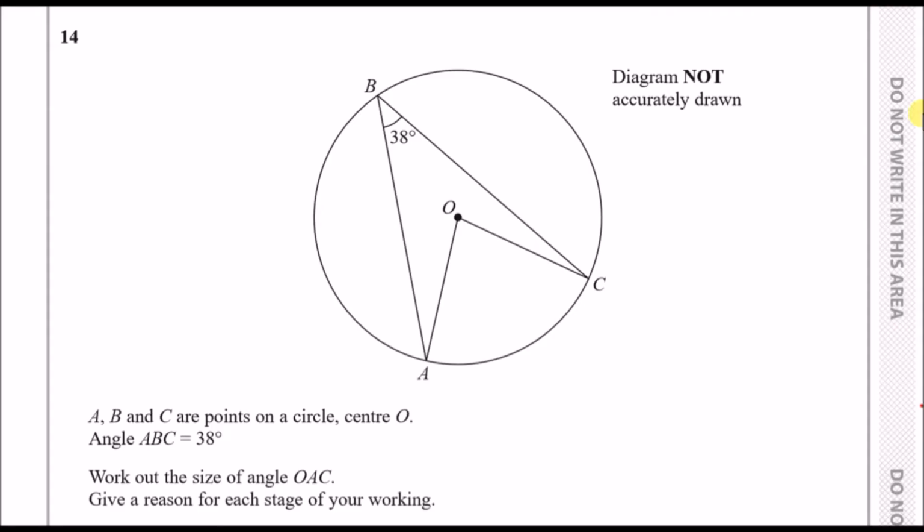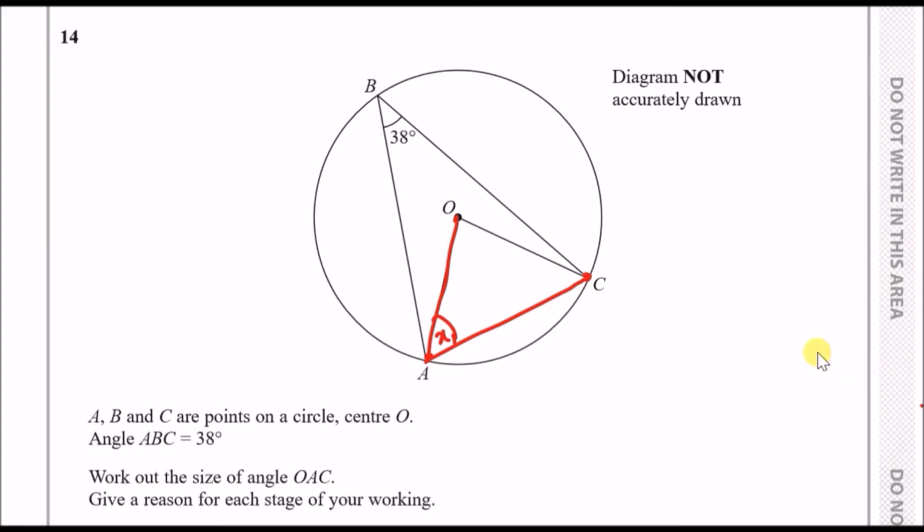Okay, number 14. So A, B, and C are points on a circle with center O. Now angle ABC is 38, so this one over here. And they want us to work out the size of angle OAC. Okay, so to be clear, OAC is from O all the way to A and then A all the way to C. So actually this is a chord right here. And they want us to work out this angle here. So let's call it X.